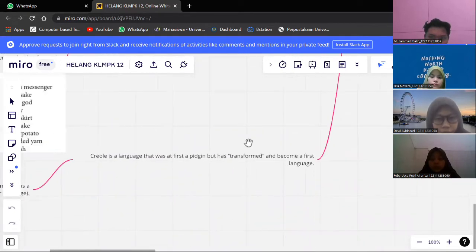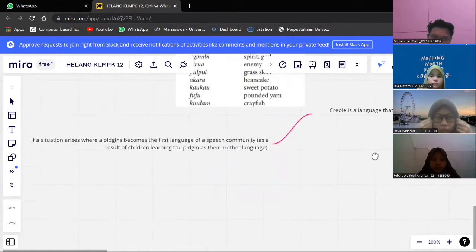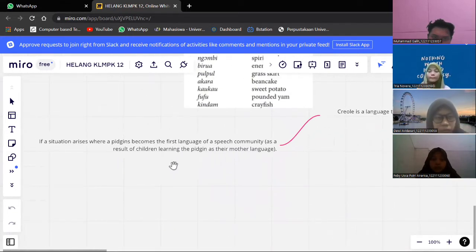Then what is Creole? Creole is a language that was at first a pidgin but has transformed and become a first language. This happens if a situation arises where a pidgin becomes the first language of a speech community as a result of children learning the pidgin as their mother language.